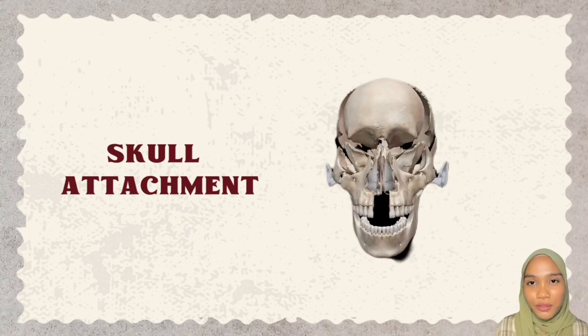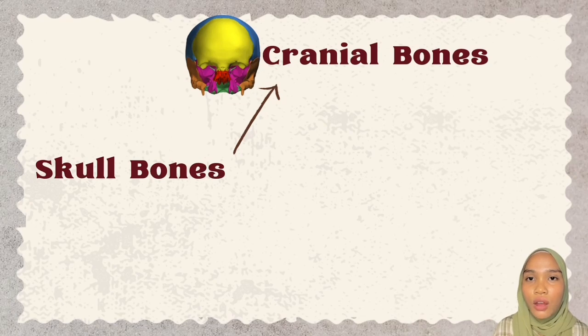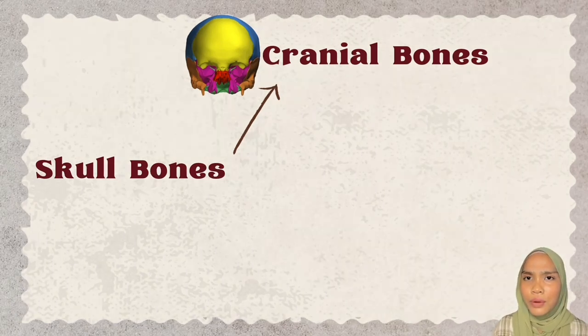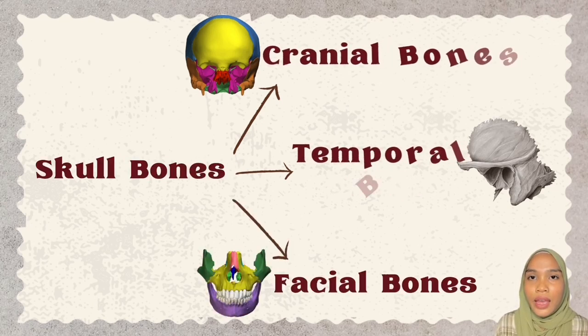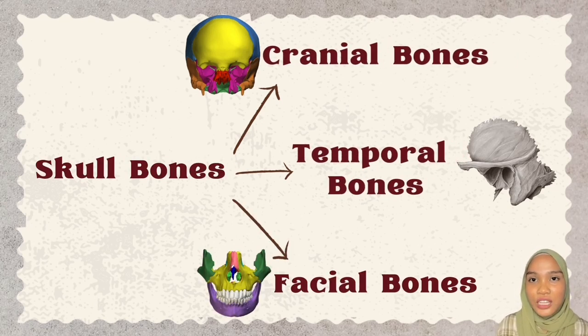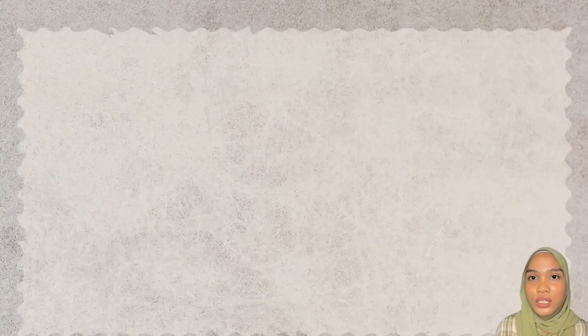So, from the previous slide, we all know skull bones consist of the attachment of the cranial bones, temporal bone, and also the facial bones. But do you know how they attach to each other? As for this part of the presentation, I will explain about the suture.